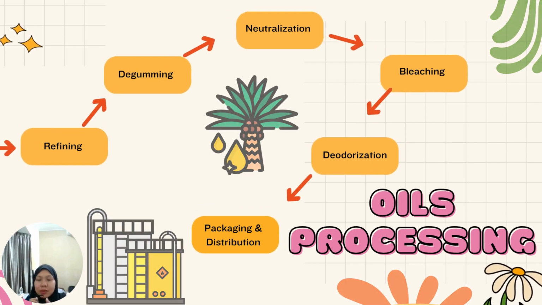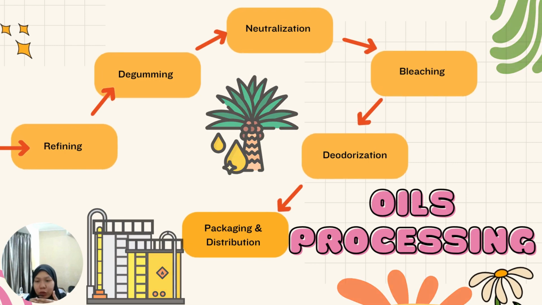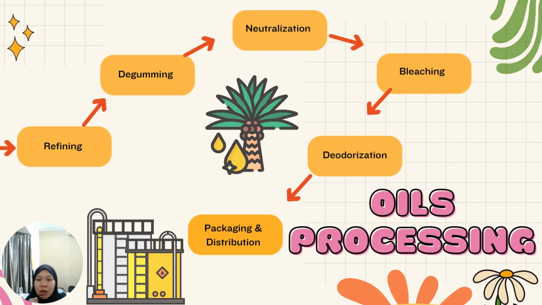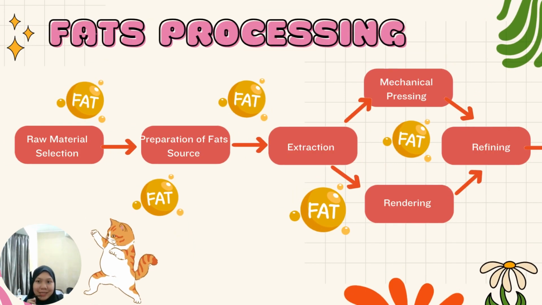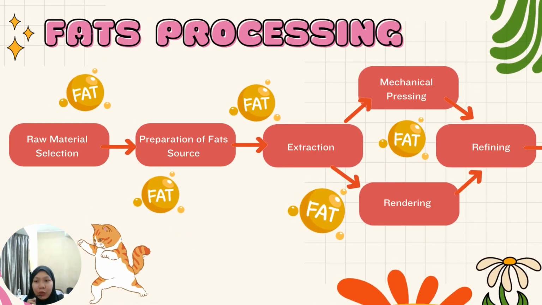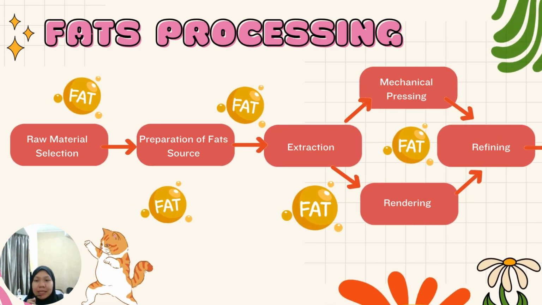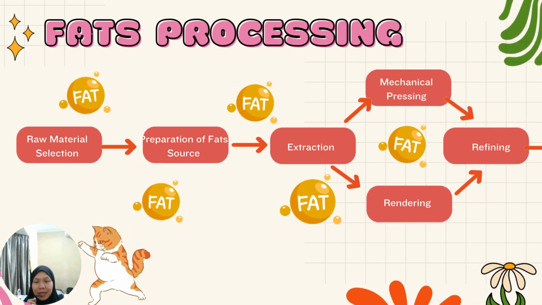Once the refining process is complete, the refined oil is packaged into containers such as bottles, drums, or bulk containers, depending on the intended market and distribution channel. Fats processing. The process begins with selecting raw materials suitable for fat production. This includes both plant-based sources and animal-based sources.